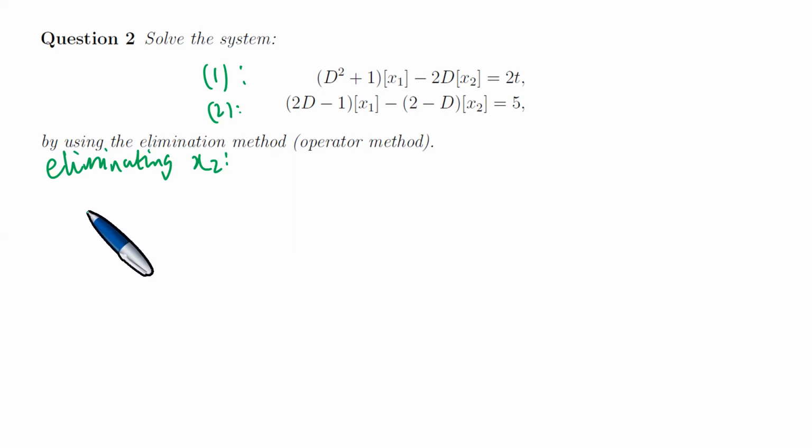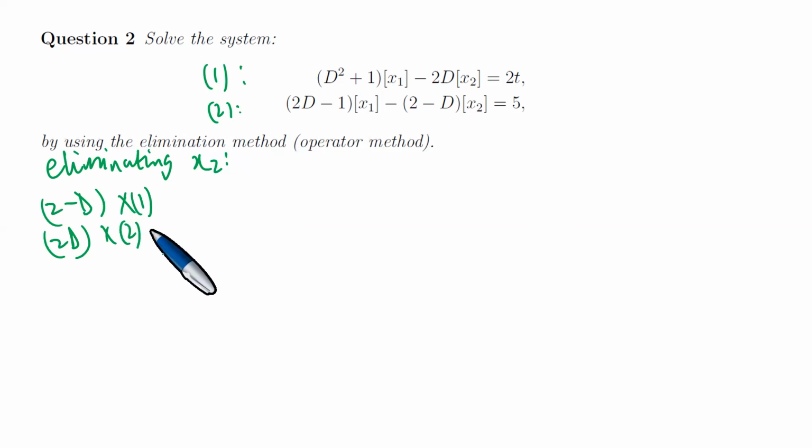we're going to take the first equation and multiply it by twice d, like twice minus d. Then we multiply the first equation by, we want to eliminate x2, so we can just multiply it by 2 minus d. And then obviously we'd have to multiply this one by twice d, so twice d times equation 2. If you multiply this one by this here, it's going to be exactly 2 minus d, d squared plus 1.